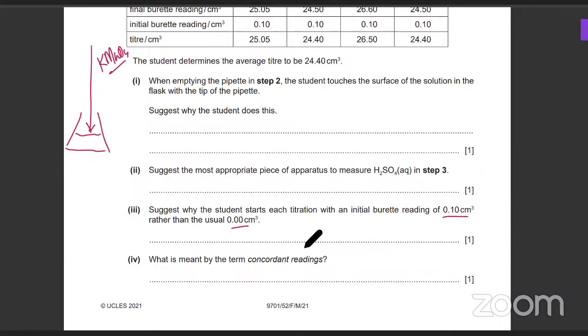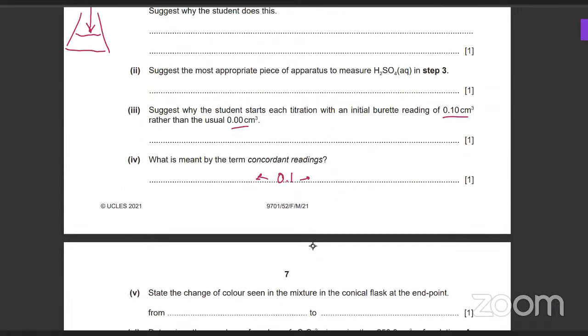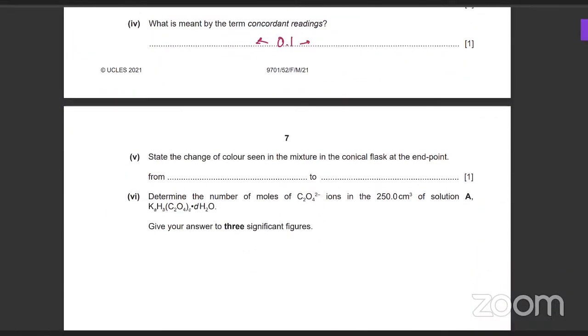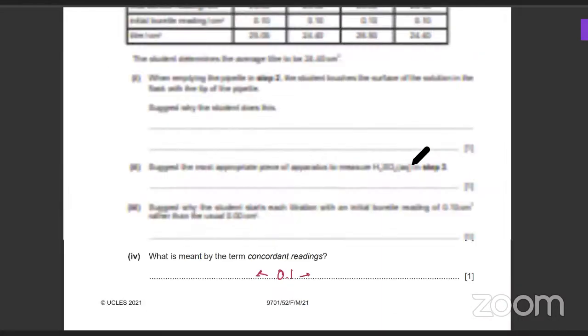What are the ones that are within 0.1? Readings which have a difference of 0.1, or results which have a difference of 0.1. State the color seen in the mixture in the conical flask at the end point.